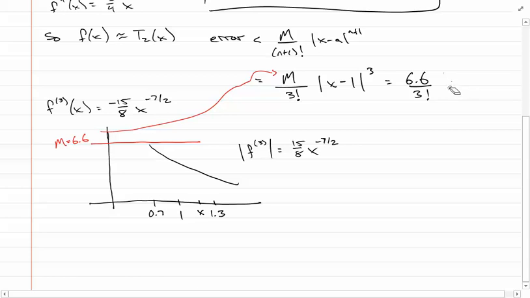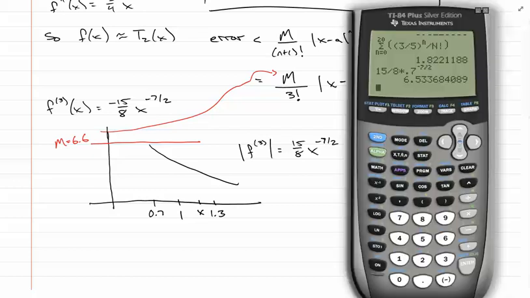Now, what else here? The absolute value of x minus 1. Well, keep in mind x is somewhere between 0.7 and 1.3. So x is always within 0.3 of 1. So really the absolute value of x minus 1 is always less than or equal to 0.3. The very biggest this difference could possibly be is 0.3. There. Now I just figure out what that is.